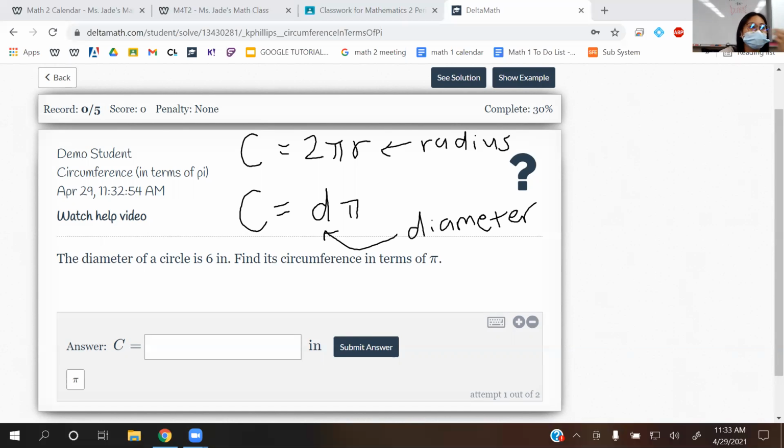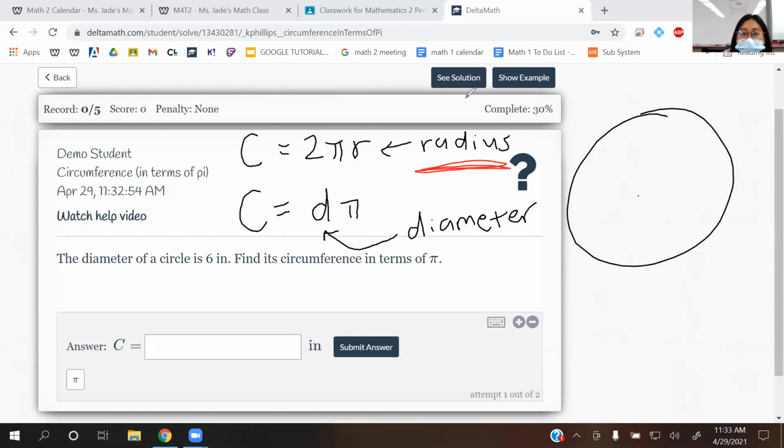Okay, so if you don't remember what radius and diameter are, here's a circle, here's the center. Let me show you what a radius and diameter are. So radius would be like the distance from the center to the outside. So this would be one example of a radius. The radius can go that way to the top right, or the radius can go that way to the bottom right. It literally doesn't matter which direction. As long as it's centered to the outside, that is the radius.